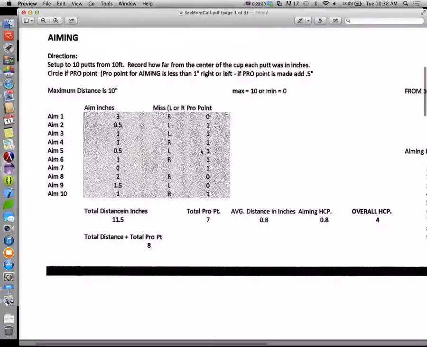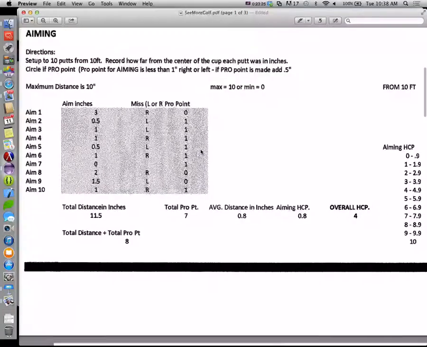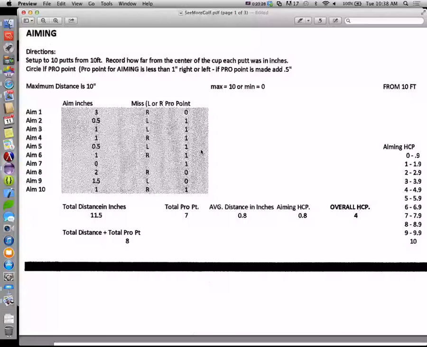Now, what's actually entertaining about this is not necessarily dissimilar to what you'd run into working with clients, where you get information that seems correct but isn't really correct, and we need to figure out what this information actually means. 10 putts for 10 feet. Got that. Record how far from center of the cup each putt was in inches. That's what we're going to be doing each time. So our tool is going to have them enter in 10 number of inches from center of cup. Fine. Circle if pro point. Pro point for aiming is less than 1 inch right or left.